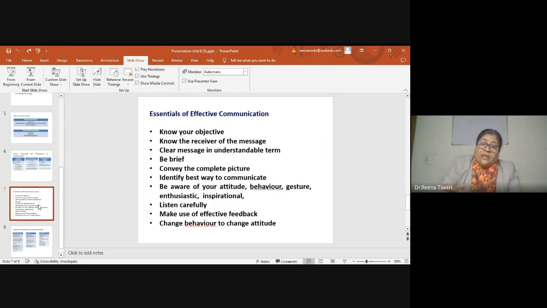And the source, the sender, should understand who is the receiver, to whom the message is being conveyed. If I understand the capacities, the competencies, the knowledge background, the socio-economic background, the terms I am speaking, and the understanding level, everything about the receivers, then I will be able to communicate in a more efficient way. So knowing the receiver is very important.